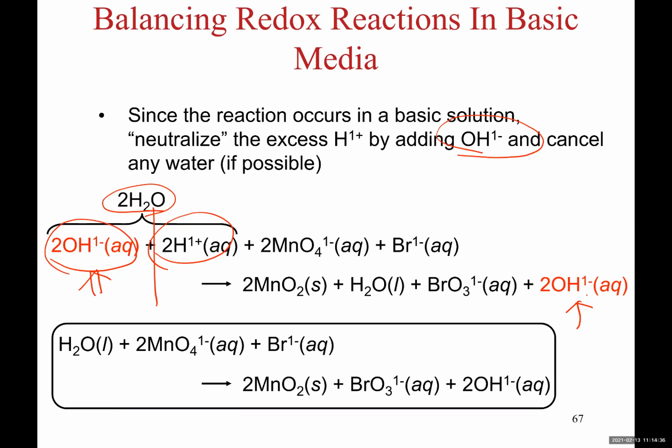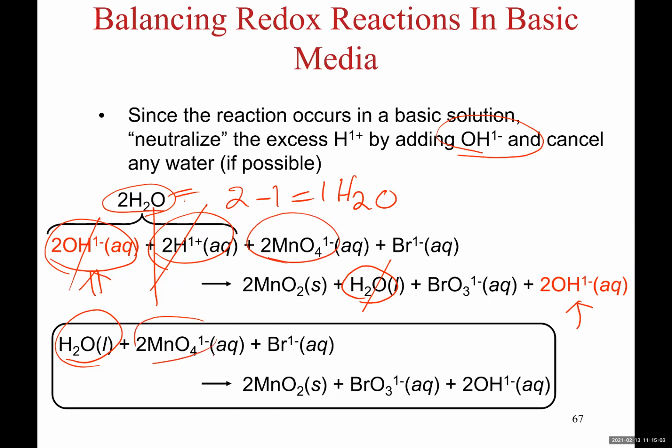So let's check. Can I say 1 water on the right, 2 water on the left? So can I say 2 minus 1? There is 1 water left, yes? So that's 1 water. This is gone. This is gone. I had 2 water, of which one of them is canceled, so 1 water left.